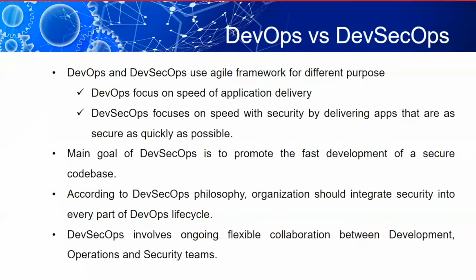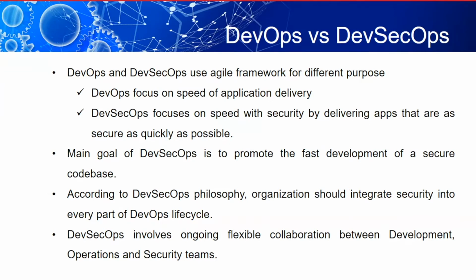So when it comes to DevOps and DevSecOps, both use the Agile framework for different purposes. In DevOps, the main concentration will be the speed of application delivery. There won't be any security-related testing or integrating in DevOps. In DevSecOps, the main focus will be on the speed of security along with the speed of application delivery, with security as quick as possible. The main goal of DevSecOps will be to promote fast development with a secure code base, meaning secure coding best practices.